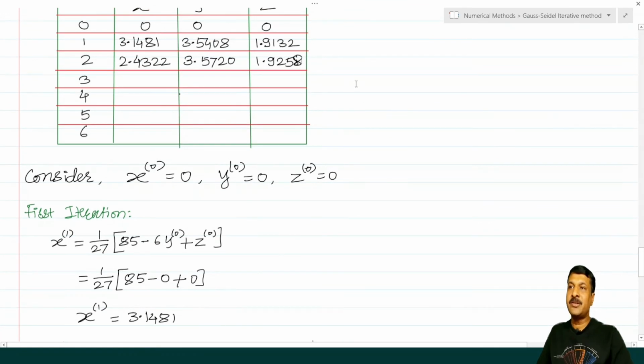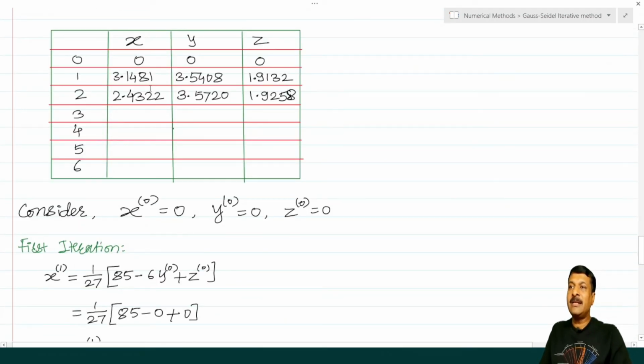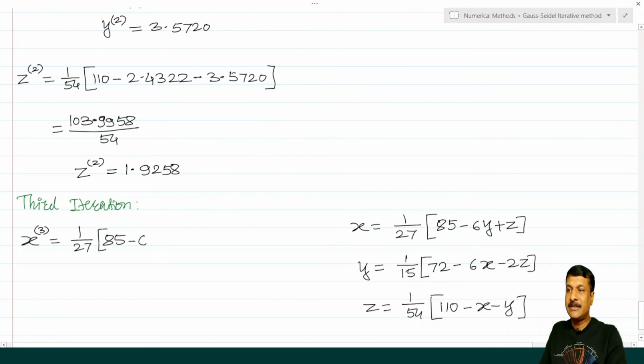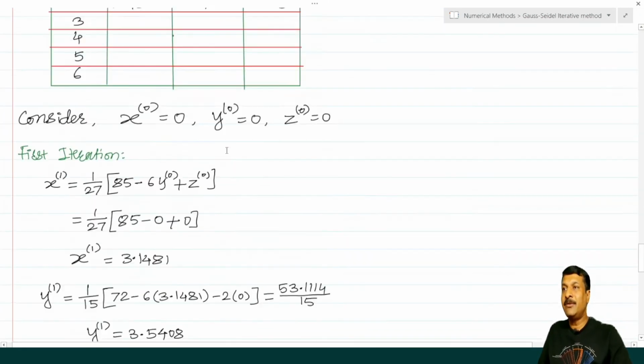Now third iteration. So the value of x at third iteration is 1 by 27 in bracket 85 minus 6 into the recent value of y by table, 3.5720, plus z. By table the recent value of z is 1.9258. So I am getting here 65.4938, all divided by 27. So it is equal to 2.4257. Update this value in table.